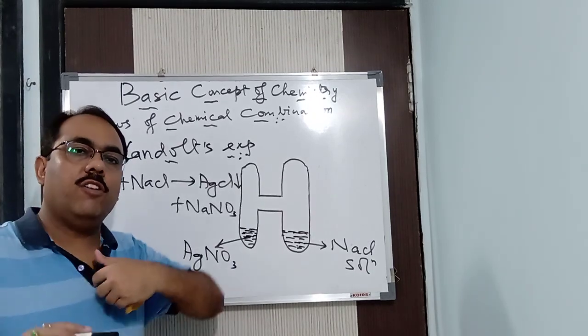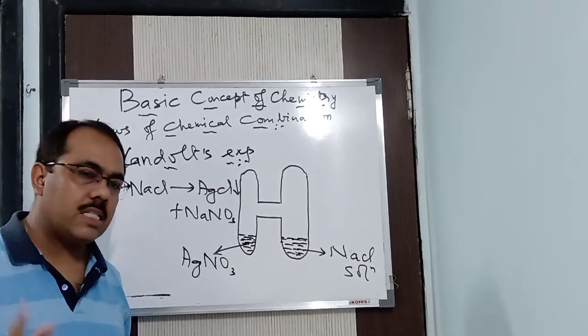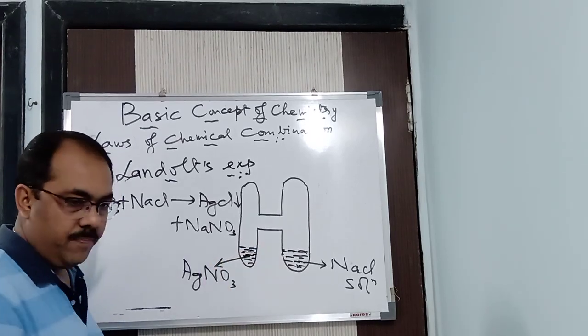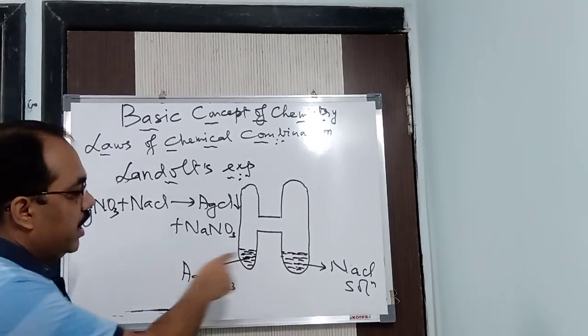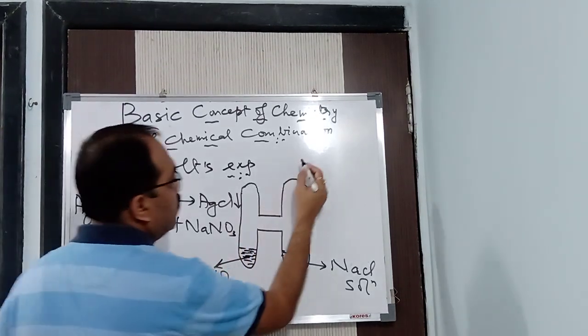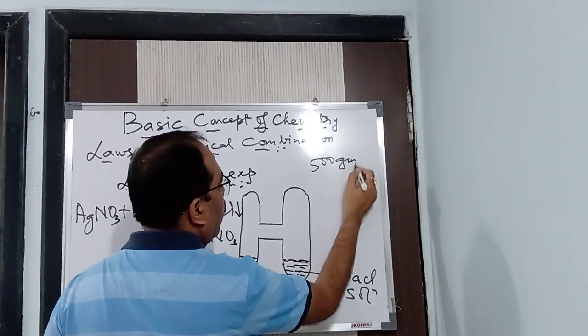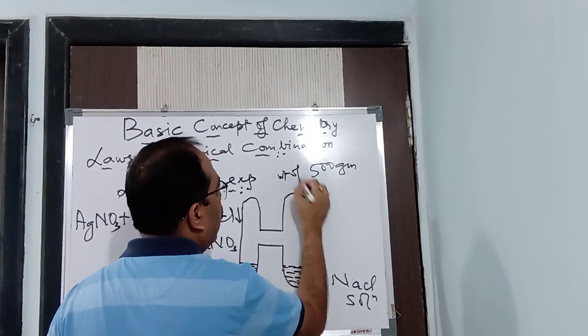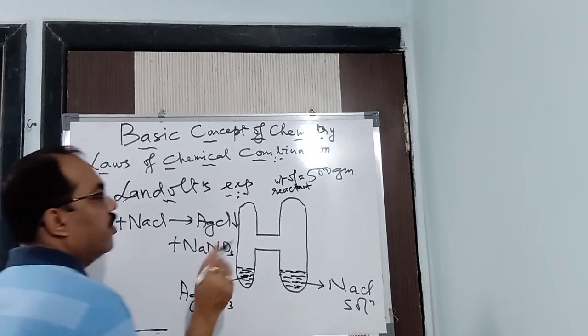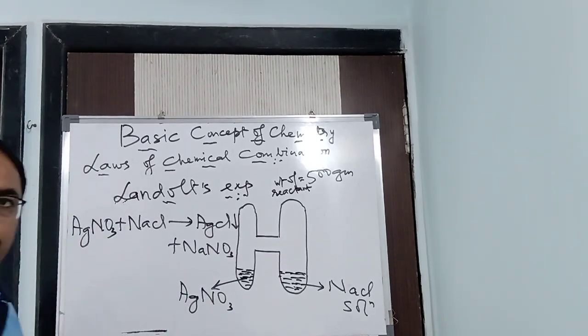Before that, I forgot to tell you that before starting the experiment, you weigh this apparatus. After adding AgNO3 and NaCl, you weigh the apparatus. Let us say the weight comes to be 500 gram. This is the weight of the reactant, 500 gram before the reaction.